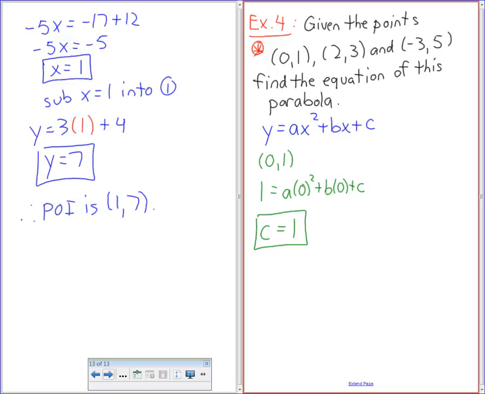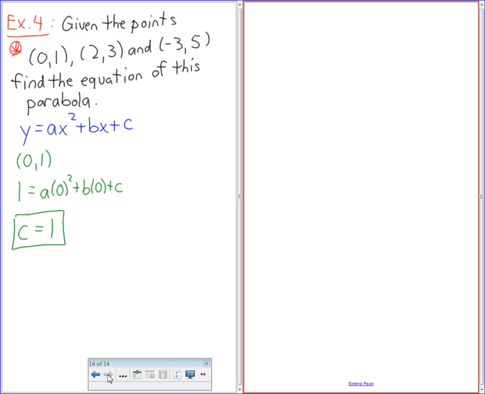Right on. So I'm going to do this in red now. The next point I'm going to use is 2, 3. Can someone other than Luke be brave and sub in some values for 2, 3? Yeah, go ahead. 3 equals a bracket 2 bracket squared plus b bracket 2 bracket plus 1. Wonderful.